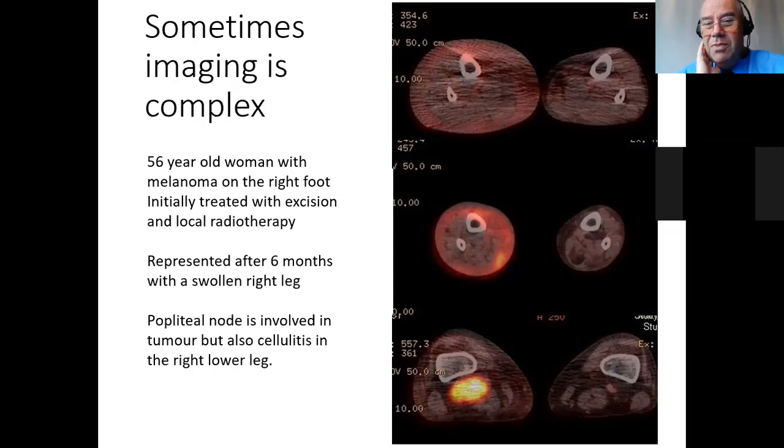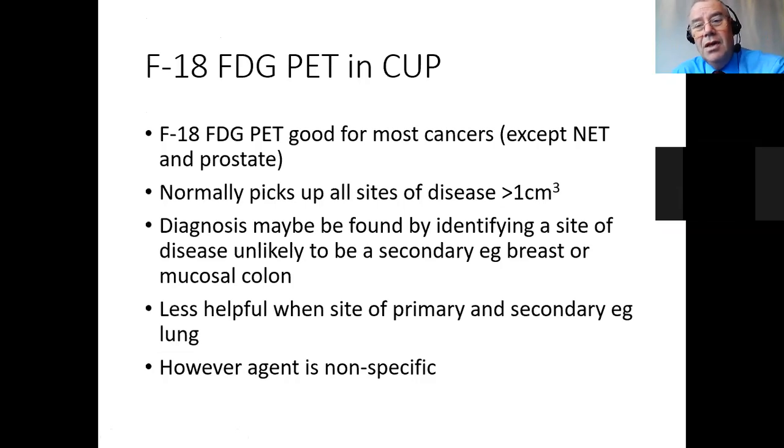So we did an FDG PET scan, and you can see here that there is a swollen leg. And here we got uptake in the skin, and that was biopsied, and it was found to be due to a cellulitis because lymphedematous legs can get infected easily. And there was a big hot popliteal lymph node. So was that due to cellulitis? No, it was actually due to malignant melanoma. So you can have more than one process going on in one patient. So just be aware of all these different processes that can occur.